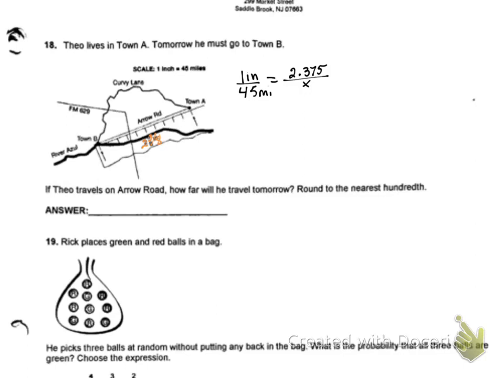Let's see here. I'm trying to decide if I really want to put that back into a fraction and multiply, if that would be easier. Probably not. Okay, let me just multiply this. 2.375 times 45. No, because it needs to round to the nearest hundredth, so I do need to keep that.